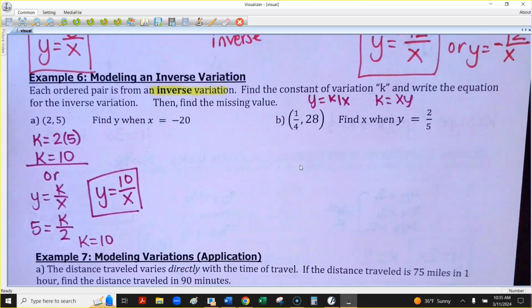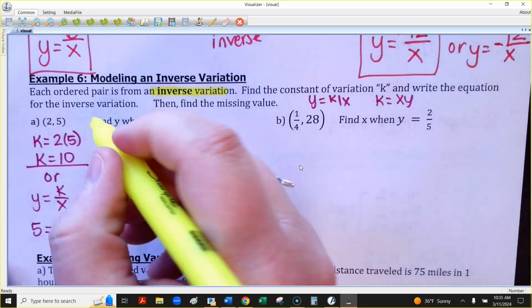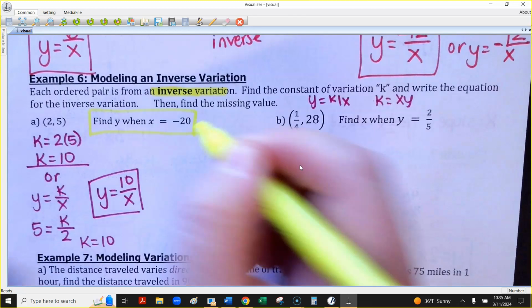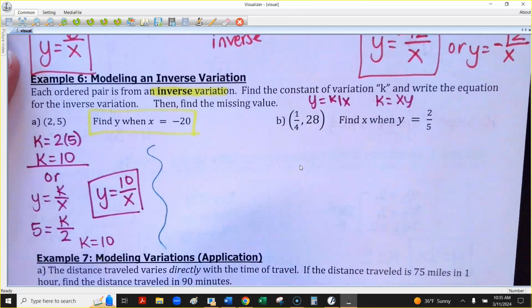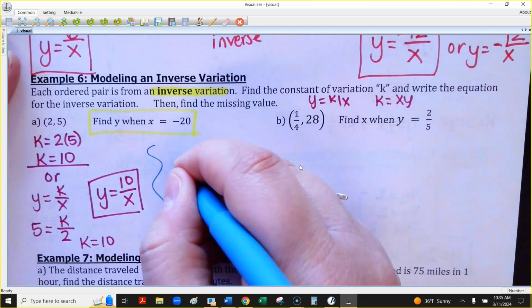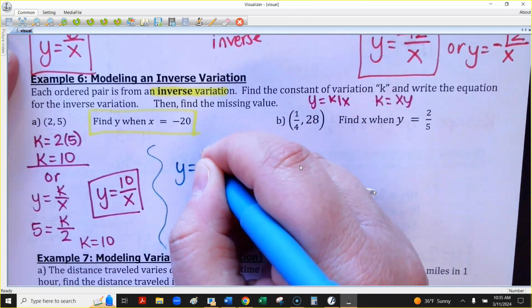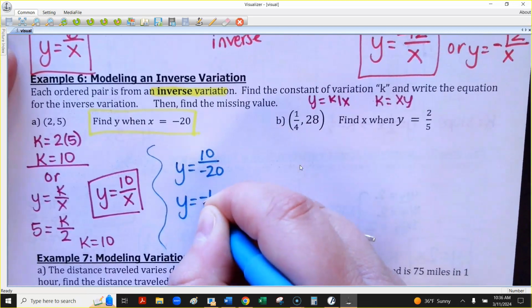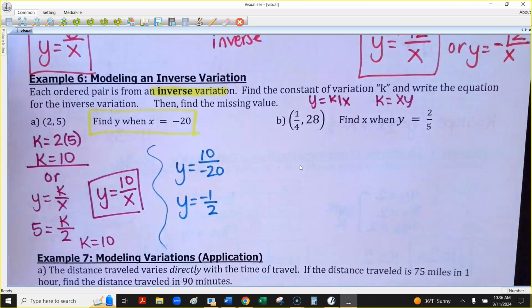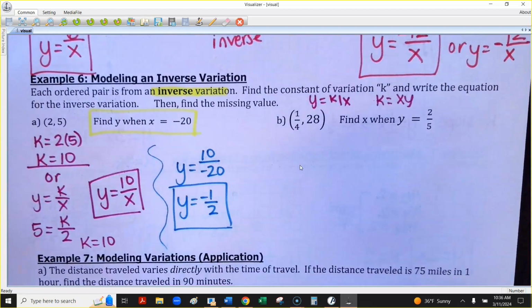Then, if you have a problem like this, after you write the formula, they always tend to ask you to find another value. So it says find y when x is -20. So you literally just use your equation. So you'd have y equals 10 over -20, and if you can reduce it, that would be -1/2. So that's my secondary answer to that question.